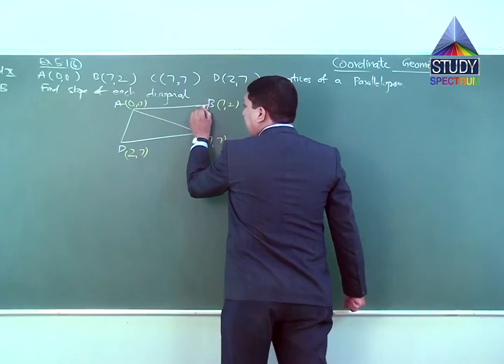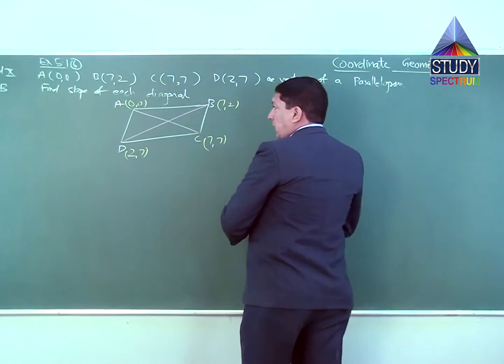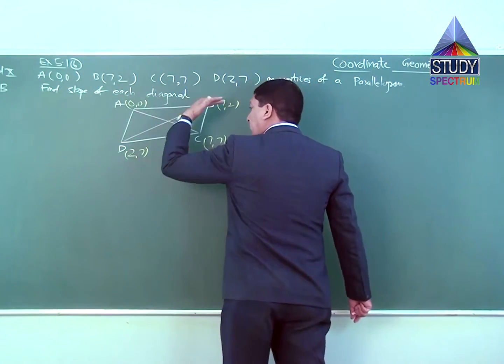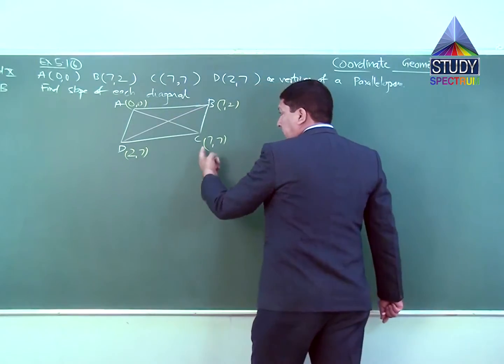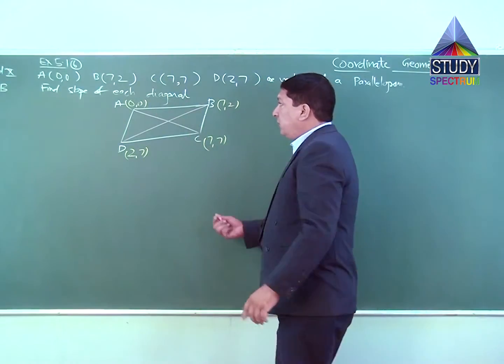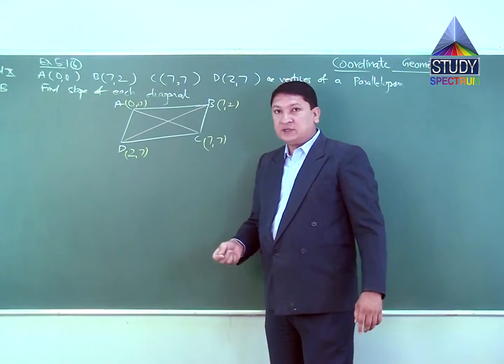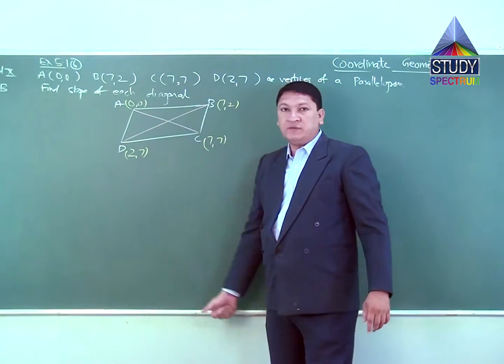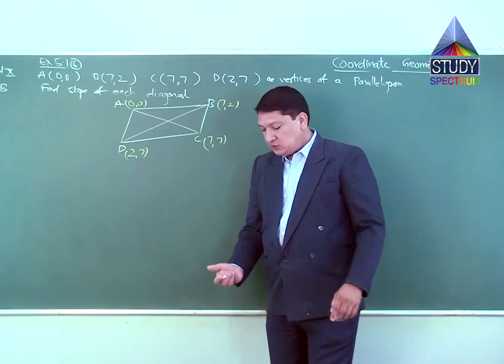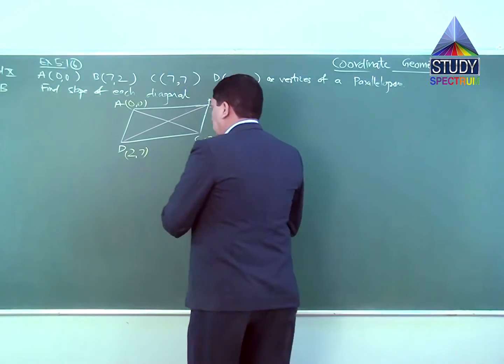AC and BD are diagonals. We need to find out slope of AC and slope of BD. Don't you think to find out slope of AC, we can use the two-point form formula, y2 minus y1 upon x2 minus x1. Same way for BD also we can find out y2 minus y1 upon x2 minus x1. So I'll write the points.